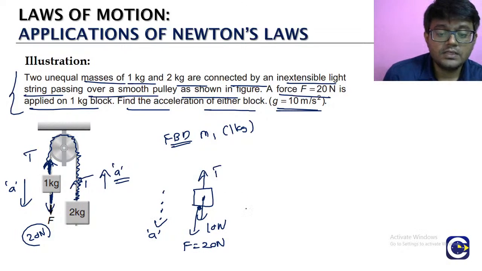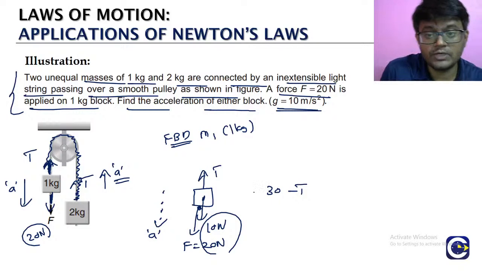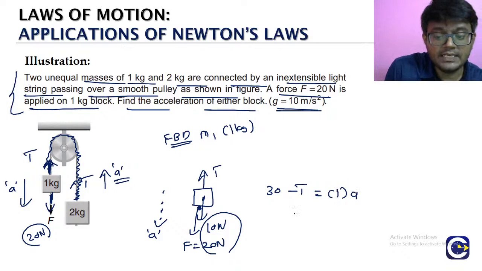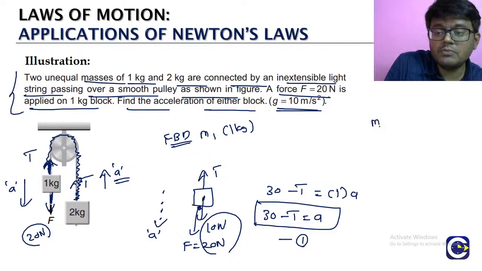Means the net downward force, 10 plus 20 is 30, minus the upward force. Net downward force means downward minus upward only, right? It is equal to the mass of that object, 1, into the acceleration A. Means 30 minus T is equal to A. Let us keep it as equation 1. Now we'll go to the free body diagram of M2, which is our 2 kg block.